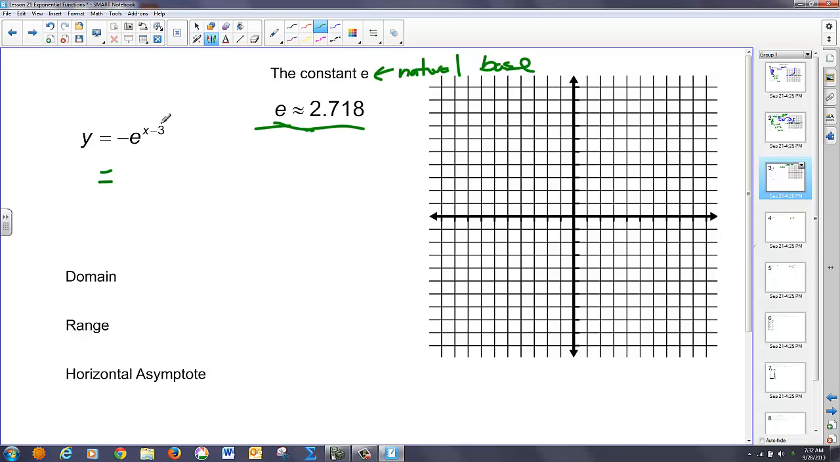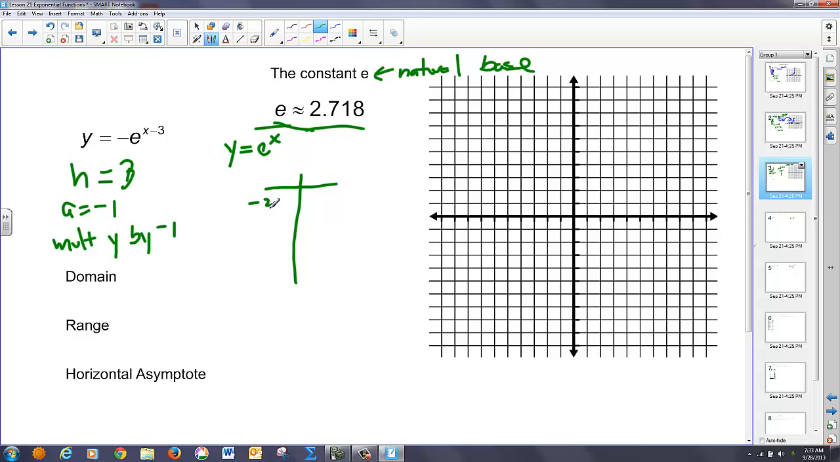But let's go through a couple of things. We know that there's an h value of 3 in this case. So we'll make h equal to 3. And we know we have an a value in this case. It's out in front. A is equal to -1. So we're going to multiply y by -1. All right? So once we've identified these values, we're going to take and graph the parent function of y equals e to the x.